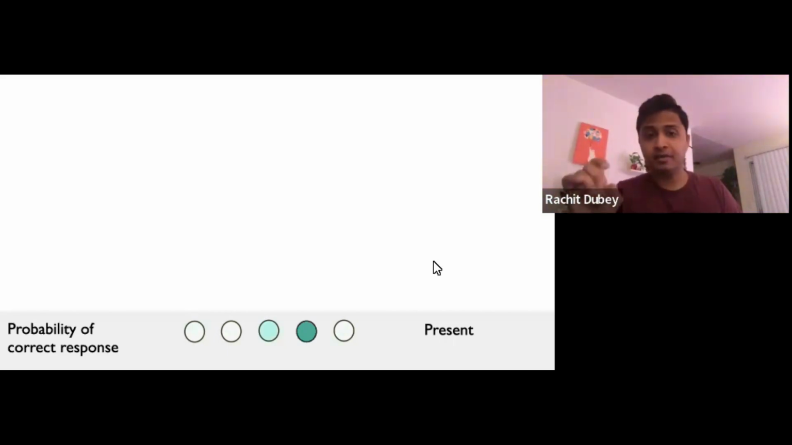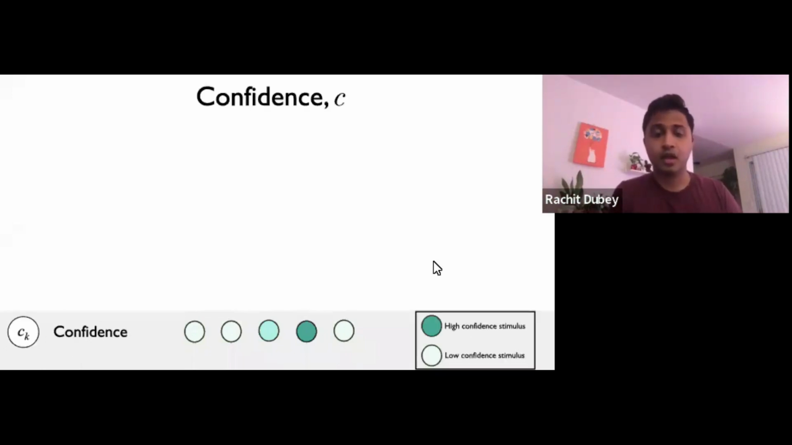So for every stimulus in the environment, the agent estimates the probability it will get the correct response. Here, darker shade means that the probability of getting the correct response is high and vice versa. We call this the confidence value of the agent, where the darker shade means the agent is more confident that it knows the correct response to the stimulus.